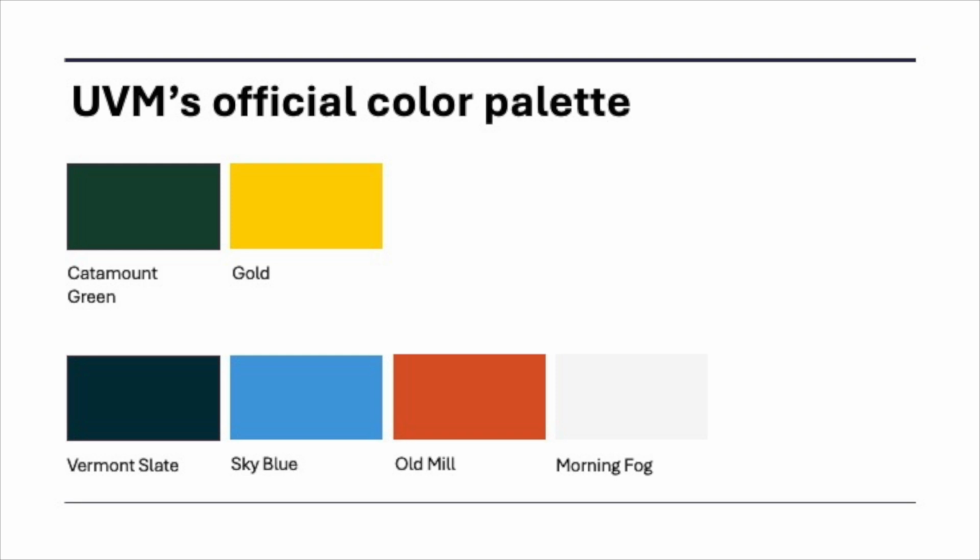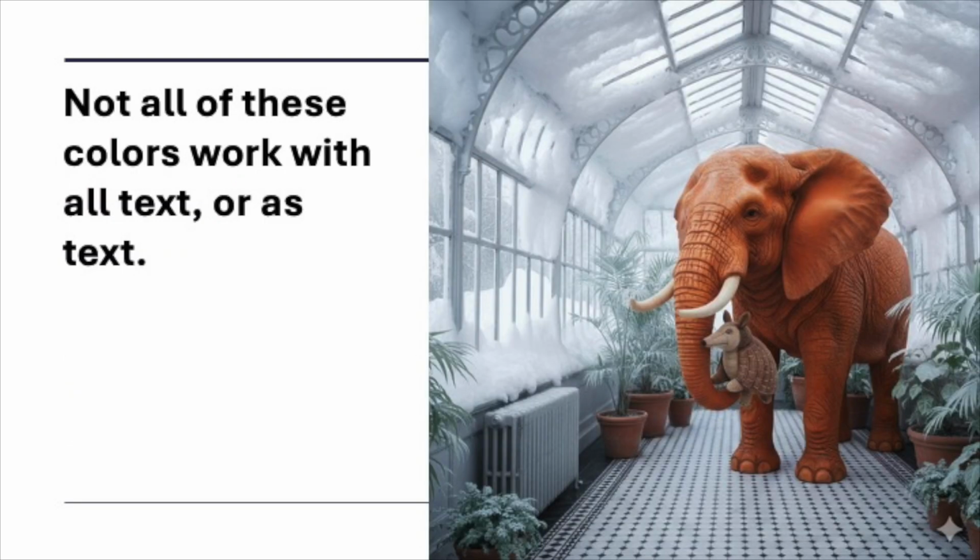The other official color for UVM is gold, a rich, deep yellow. We also have four secondary colors: Vermont slate, which is a dark blue; sky blue, which is a vibrant, mid-range blue; old mill, which is a deep, rich orange; and morning fog, which is a very, very light gray. Now, not all of these colors work with all text colors, and not all of them work as text on various backgrounds. And that's what I like to refer to as the orange elephant in the room.